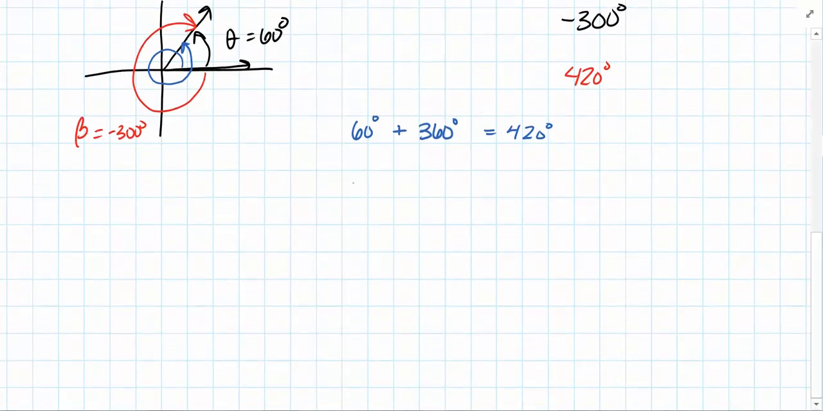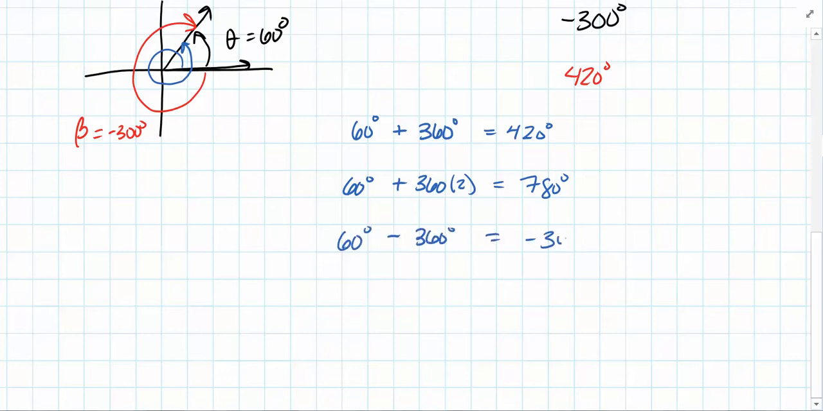Oh my gosh, so now it's on. Yes, you can just keep going, can't you? So could I just go 360 twice and get 780? Could I just do that, right? And then now, how did I get 300? Isn't it true that 60 minus the 360 degrees gave us my negative 300, right? So all of these here, these are all coterminal.